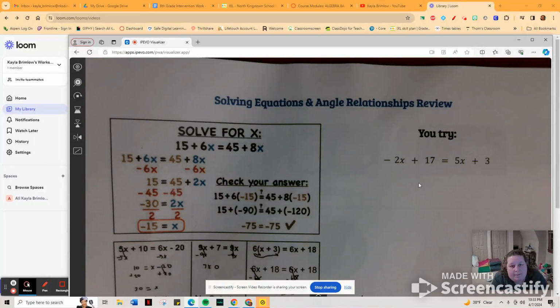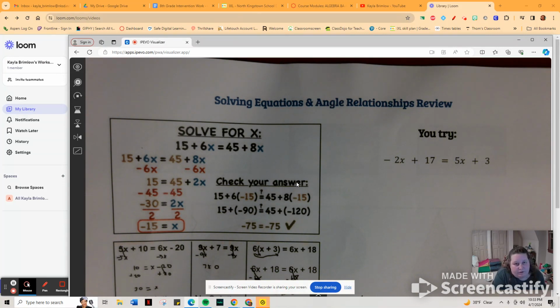Today we're going to start prepping for RICAS by reviewing how to solve equations and angle relationships. Make sure you have your packet out and you're copying down the examples as I'm going through them. So we have a nice example over here of solving for x, a variable in this equation.